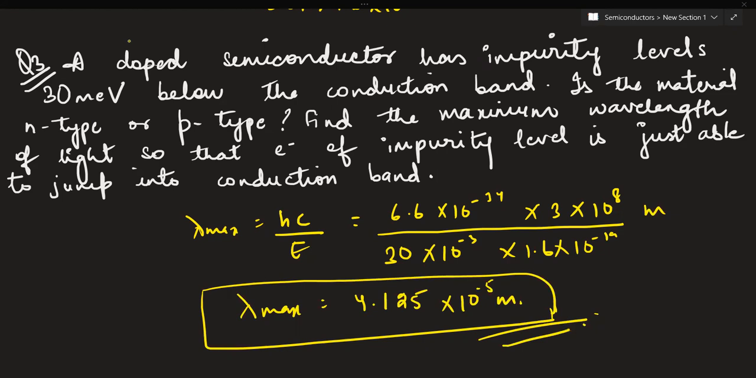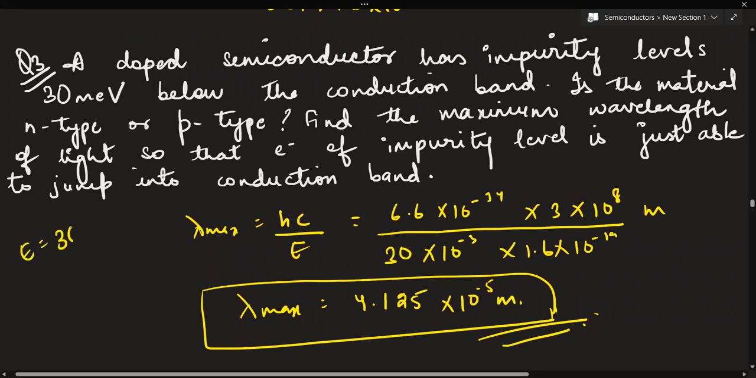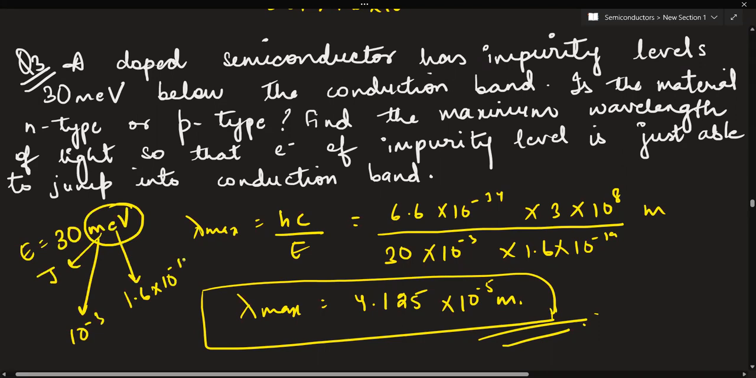Ma'am, why did we multiply with 1.6 into 10 to the power minus 19? Because the energy is given to you as 30 milli electron volt. Now the SI unit of energy is joules, so we have to convert this whole term into joule. Conversion of milli requires 10 to the power minus 3. Electron volt is converted by 1.6 into 10 to the power minus 19. This multiplication will give us joules.